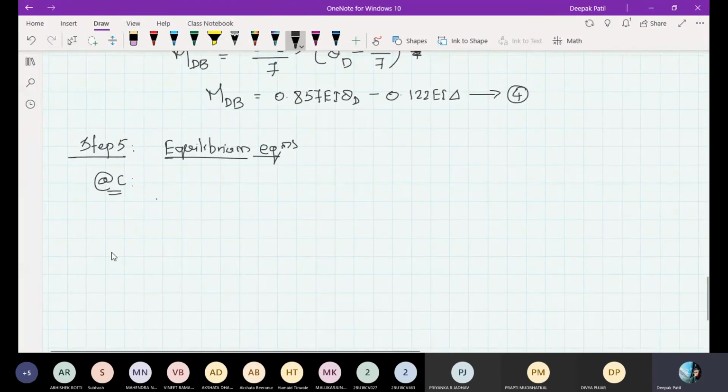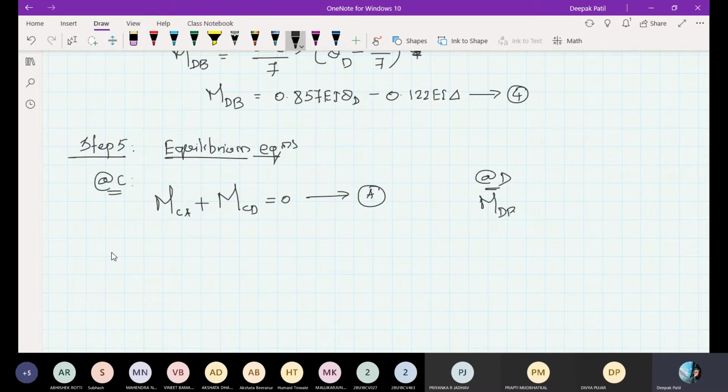So don't consider that one. At C, it will be MCA plus MCD equal to 0. I will call this equilibrium equation A. This is at joint C. And we also have the equilibrium equation at joint D, which is MDB plus MDC equal to 0. I will call this equilibrium equation B.